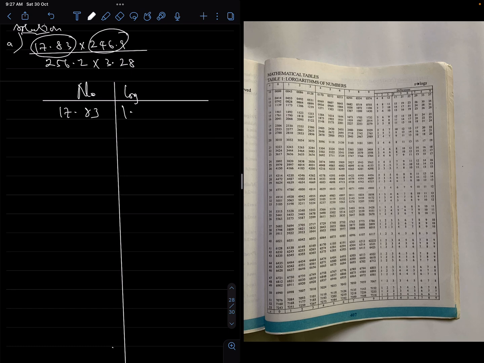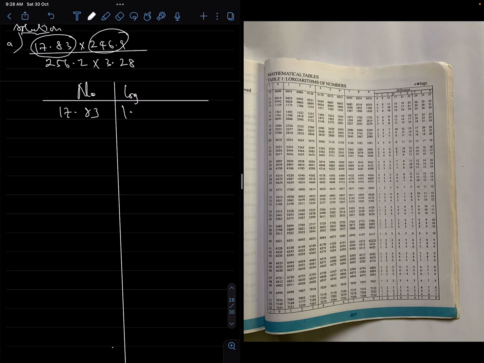What did I say you do first? Write the characteristic. The characteristic is the power of 10 when you write the number in standard form. Standard form is 10 raised to a power. So the power of that 10 is the characteristic. If it is 2, you write 2. If it is -1, you write -1.